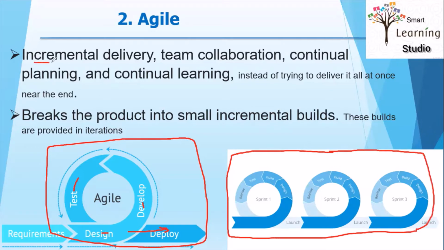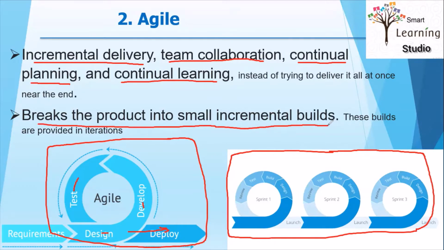So we can see that it has incremental delivery, team collaboration is good, and there is continual planning since you are developing very small parts and submitting them, and there is a continual learning process. Overall, it breaks the product into very small incremental builds. These builds are provided in iterations. So in a way, we can say that small development, testing and deployment keep the project going.